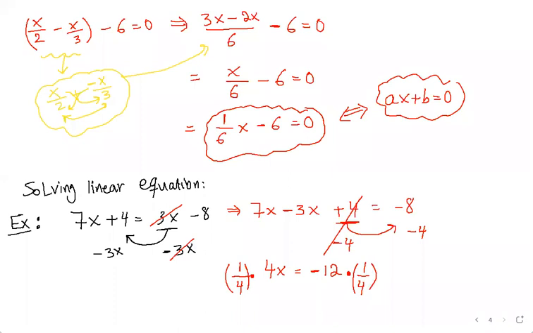Again, this 4 will cancel with the fraction. So I get x equals minus 12 over 4. What's the answer? Negative 3. So my x equals negative 3. This is how to solve a linear equation. Any questions so far?